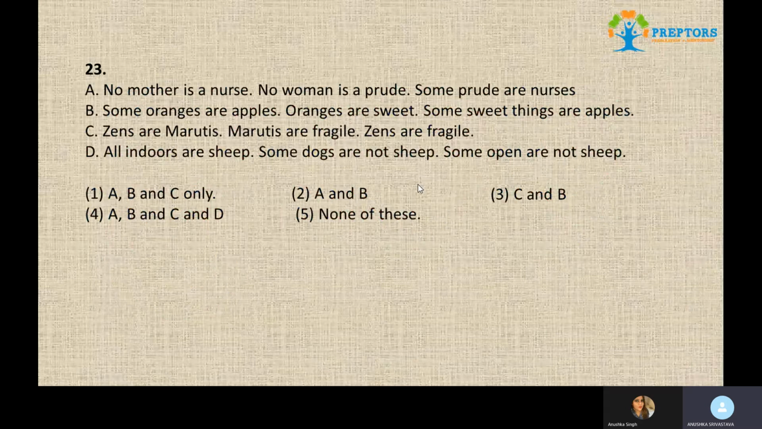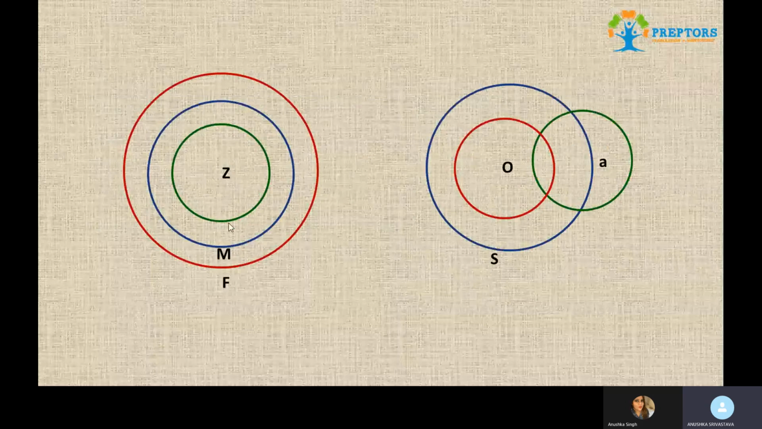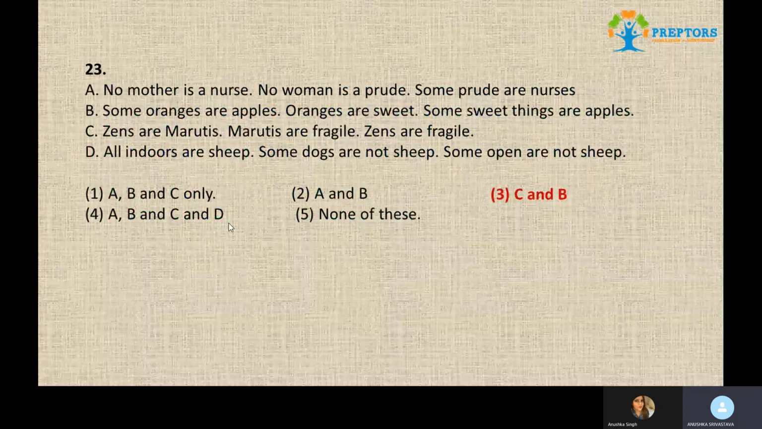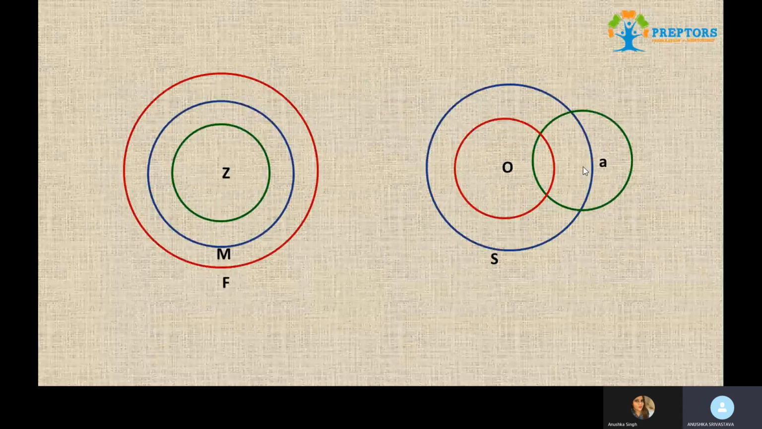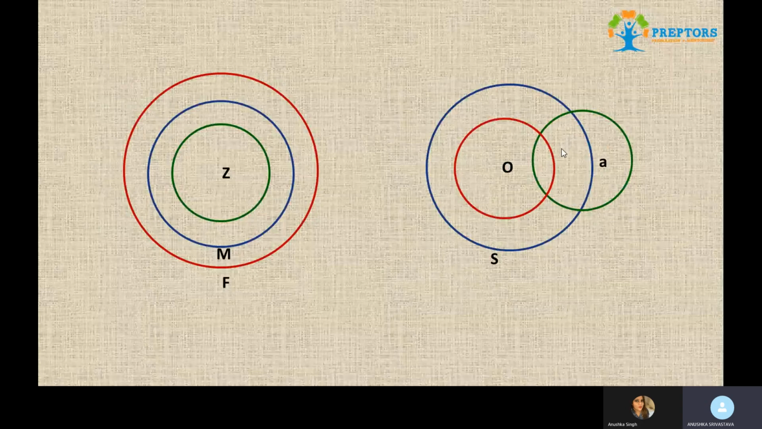If you look at the 23rd one and when you draw the diagrams, you would see that the answer is C and B. All Zens are Marutis, all Marutis are fragile, so all Zens are fragile. Some oranges are apples. All oranges are sweet, and some apples are sweet things, or some sweet things are apples.